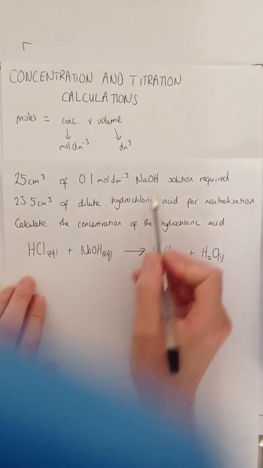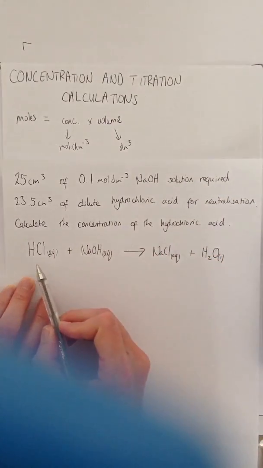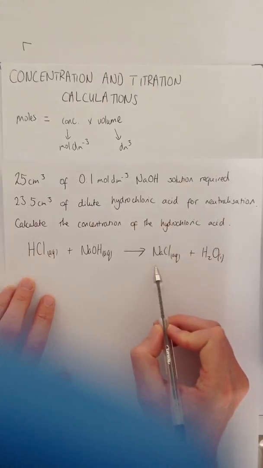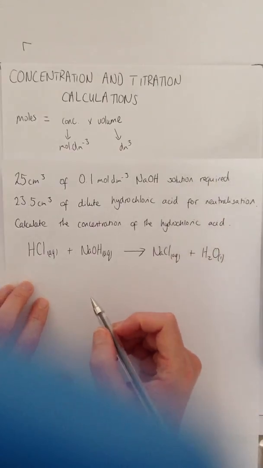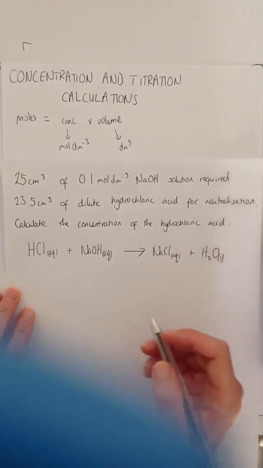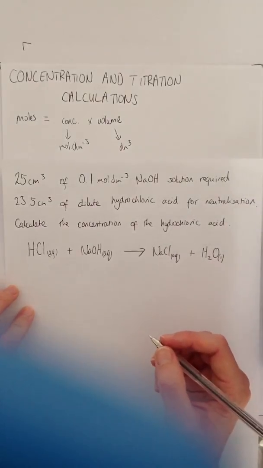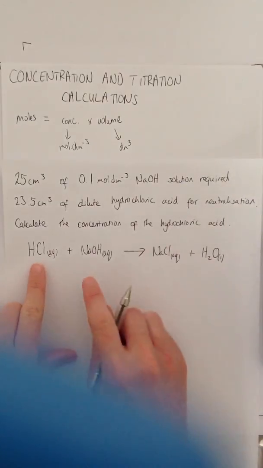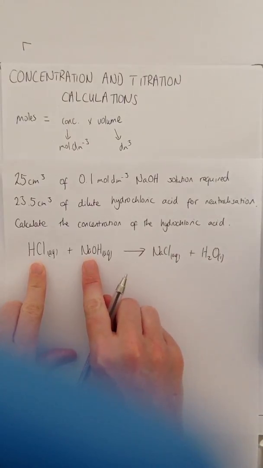We know we added sodium hydroxide to hydrochloric acid. We get sodium chloride solution and water. Here we see the equation balances without any need for balancing numbers. We're only actually going to look at the HCl and the NaOH, or the sodium hydroxide, because that's what we're told about and that's what we're asked about.